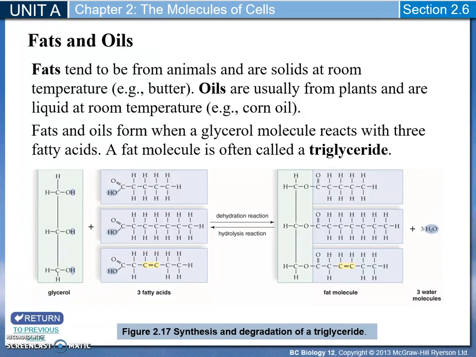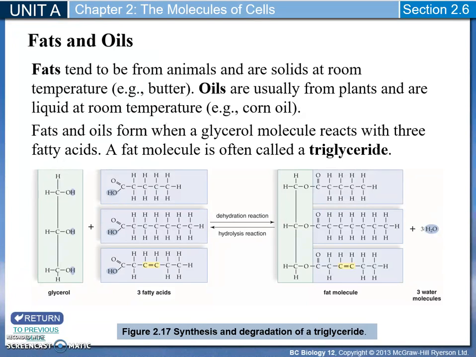So fats tend to be from animals. They are solid at room temperature. For example, butter, as you know, would be solid at room temperature. Oils are usually from plants, and generally speaking, they are liquid at room temperature.